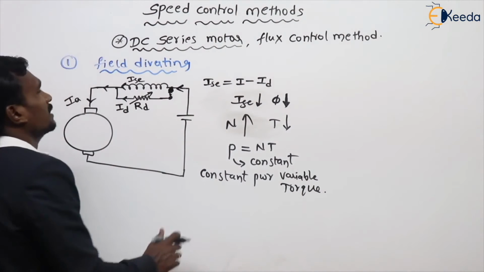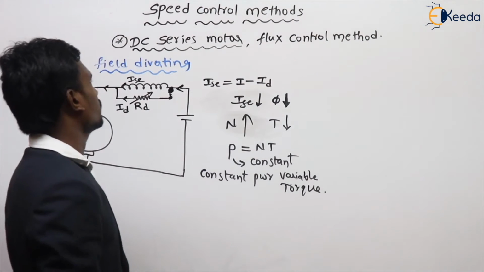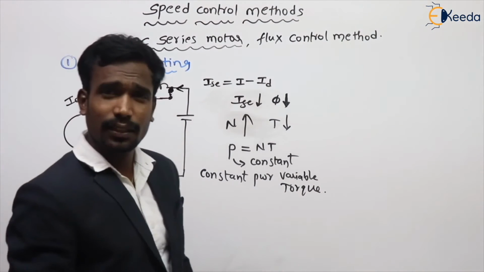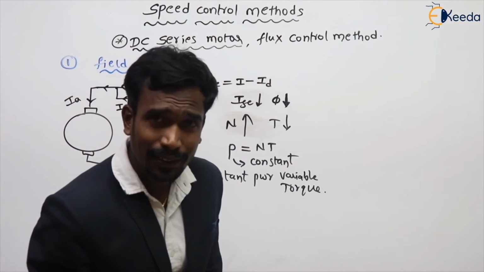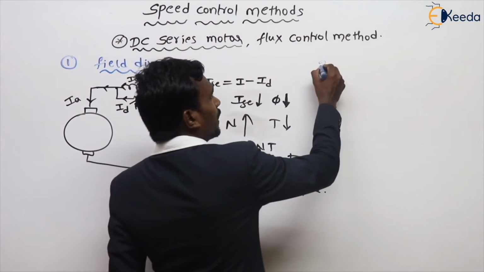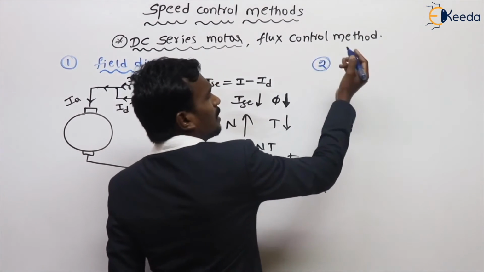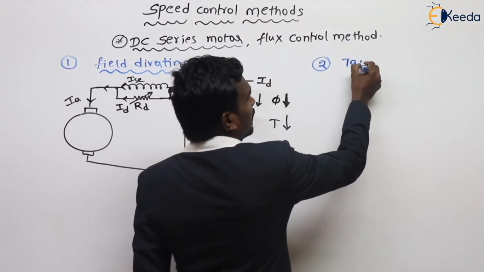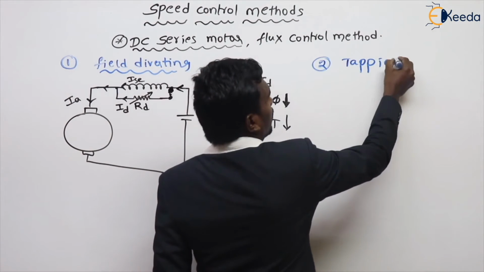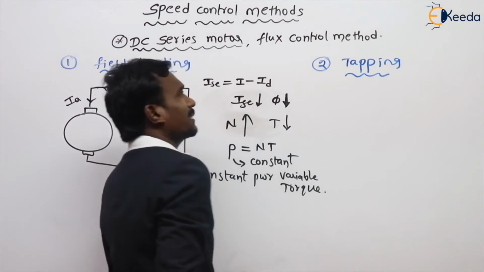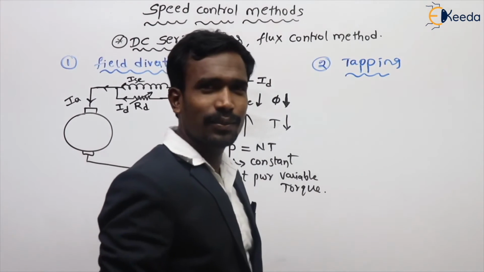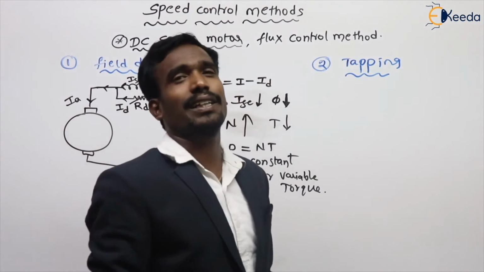Of course, this is the general thing up to now. We can use it like this. The flux control method in series motor is the field diverting method. Are you clear? Now, the second one is the tapping method. Here, we are going to make tappings for the field winding without changing the armature current.